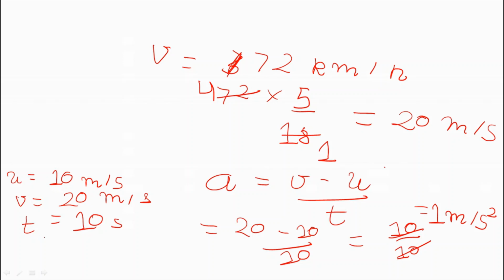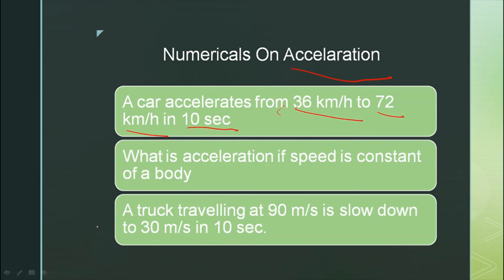Okay, I think it is clear. I think it will be clear to all. So let's move to our questions again. So let's now do second question. What is acceleration if speed is constant of a body?